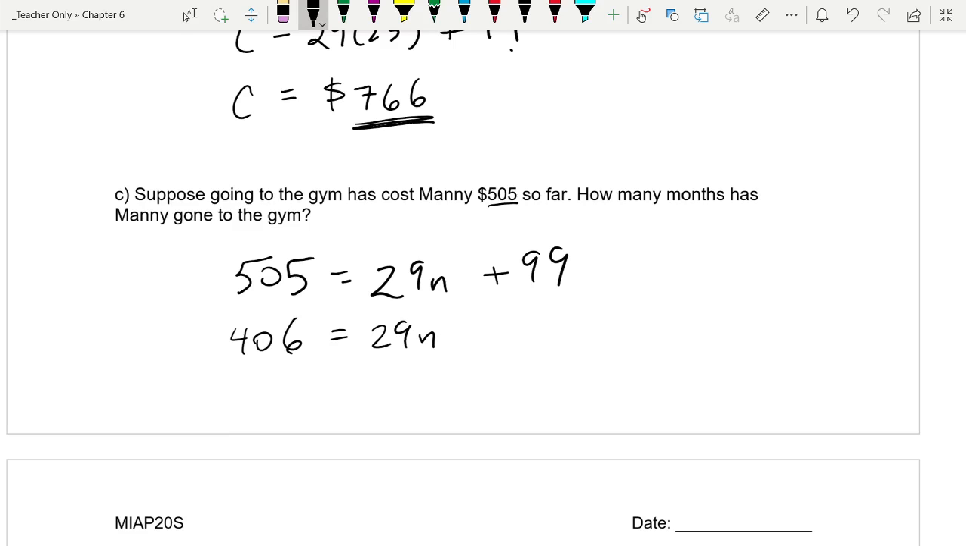406 divided by 29. 29 times 20 would be, what would that be? 290. Is it 14? I don't have an answer for this one. I think it is 14, isn't it? Yep, 290, yep, it's 14. So I'm dividing 406 by 29, and I get 14. And you should probably put a unit on that, months. And that's it. That's really all there is to 6.4.